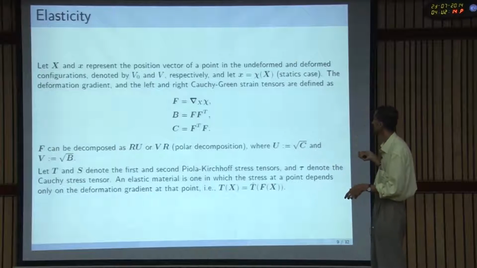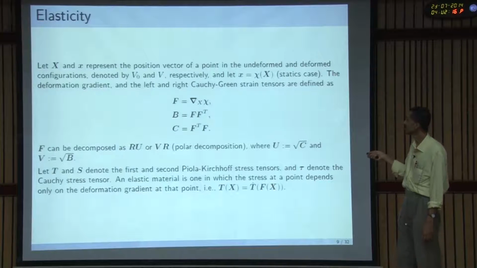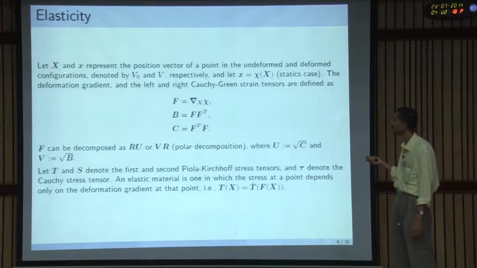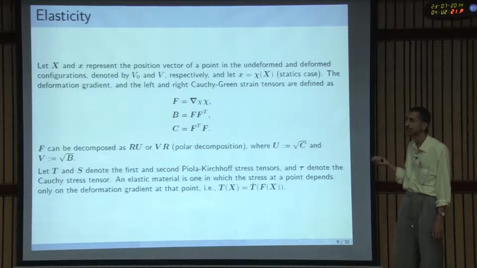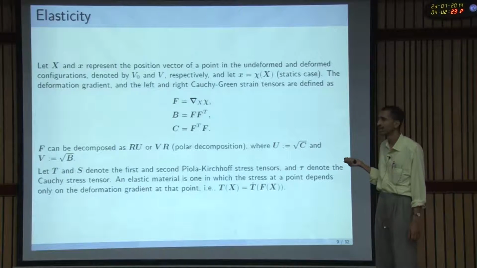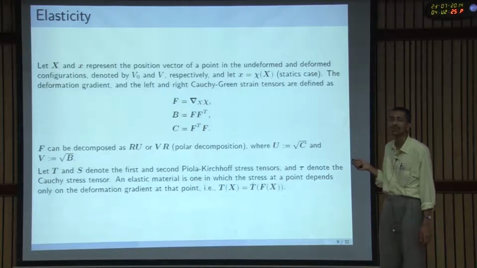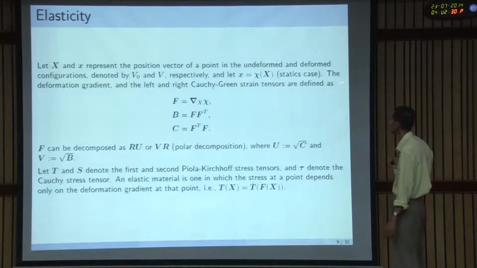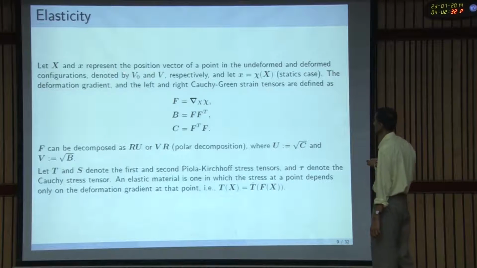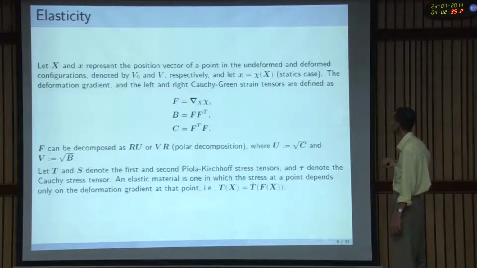Now a little bit of background on elasticity itself. This is the typical convention that is followed in nonlinear elasticity. Capital X is used to denote the position vector in the reference configuration. Small x is used to denote the position vector in the deformed configuration. The domains are denoted by V0 and V, and we have some mapping x equal to chi of capital X. I will consider only the static case, and the deformation gradient is just the gradient of this chi map.